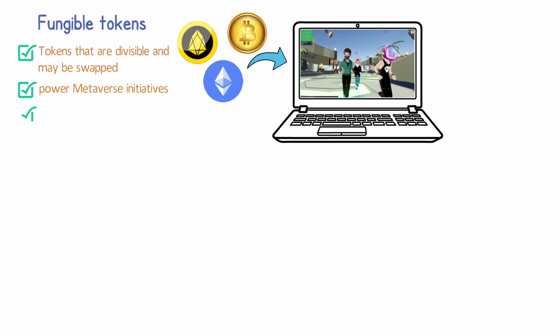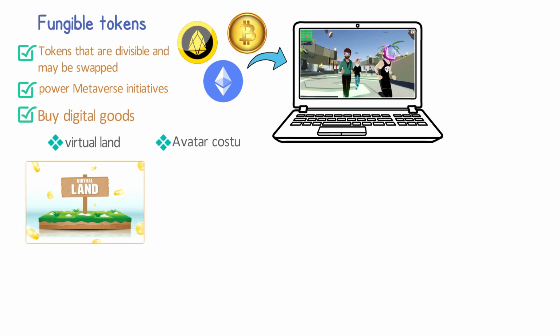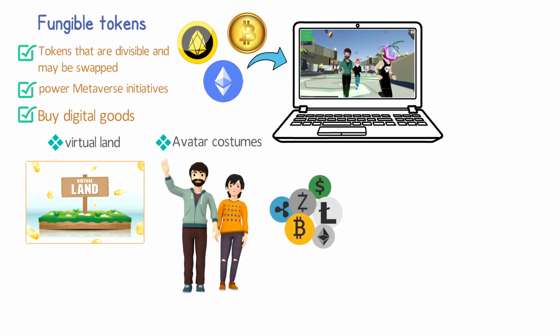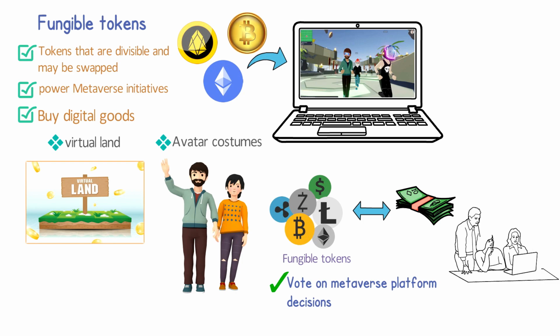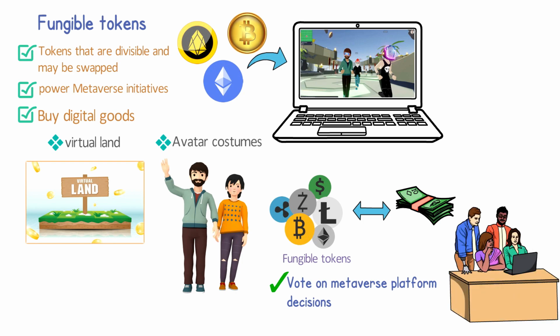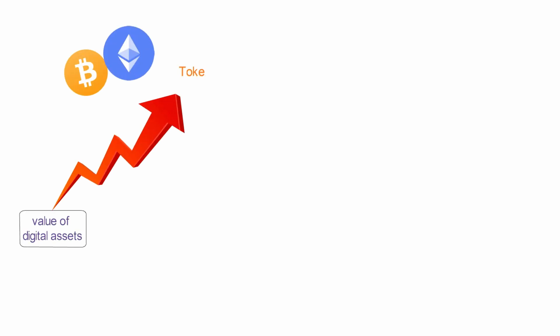Fungible tokens. Tokens that are divisible and may be swapped are used to power metaverse initiatives on blockchain networks. These tokens are used to buy digital goods such as virtual land and avatar costumes. They can also be exchanged for other cryptocurrencies or fiat money. Certain metaverse coins also allow their owners to vote on metaverse platform decisions such as where money should be invested or which new feature should be released first. If the value of the digital assets rises, so would the value of the tokens that go with them.